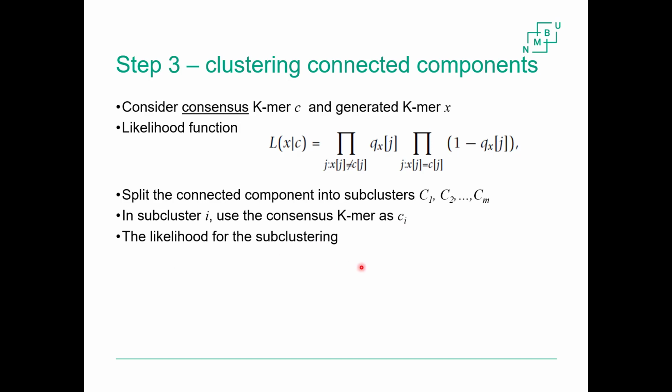And now the likelihood for these subclusters looks like this. So the likelihood for this subclustering is simply the likelihood from up here for each member of each subcluster. We compute the likelihood, right? And then we multiply together these likelihoods for all the members in that subcluster, and then we multiply over all the subclusters again. So it's actually more multiplication of probabilities, this.